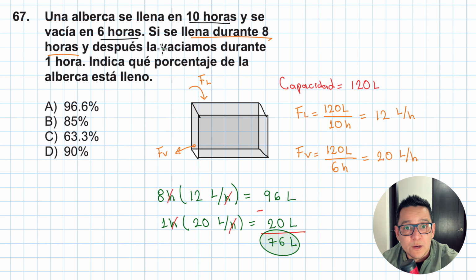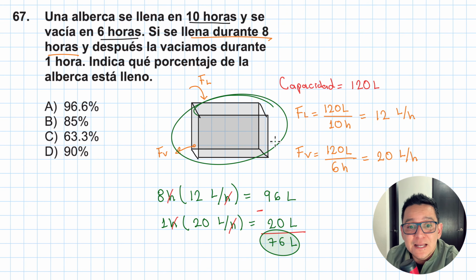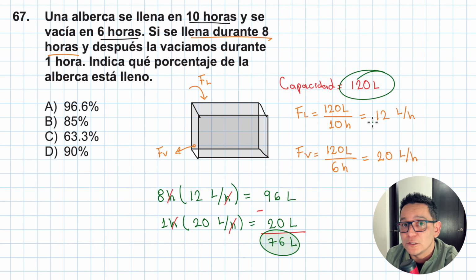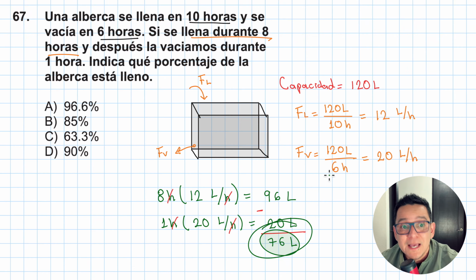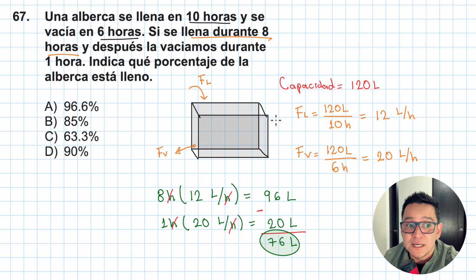When it fills for 8 hours and then is emptied for 1 hour, there will be 76 liters left inside. But now remember that we had a calculation base at the beginning. At the beginning, I said that this pool had a total capacity of 120 liters, but when that happens, only 76 are left. So if I want to calculate the percentage of the pool that is full, I just have to see what percentage 76 is of 120. Are you following me with that? What do I have to do in the end?